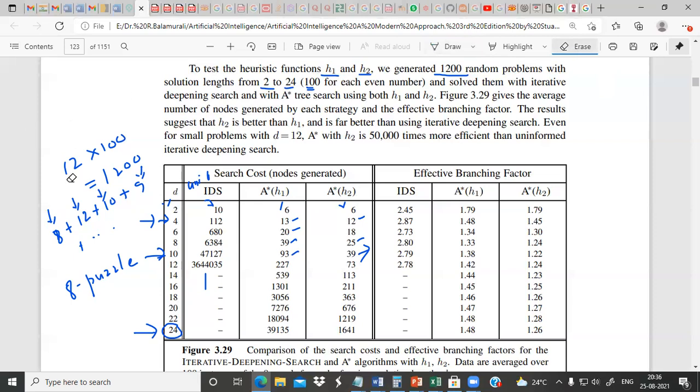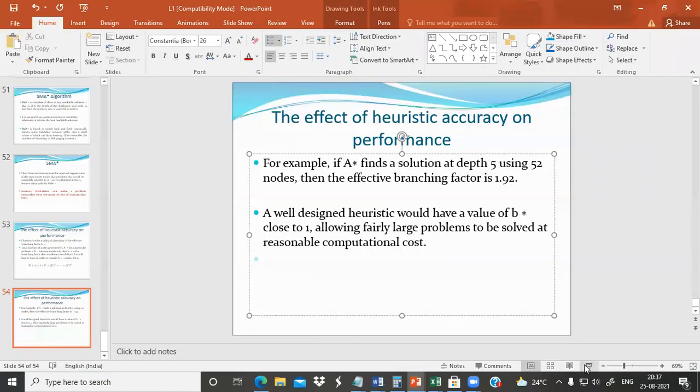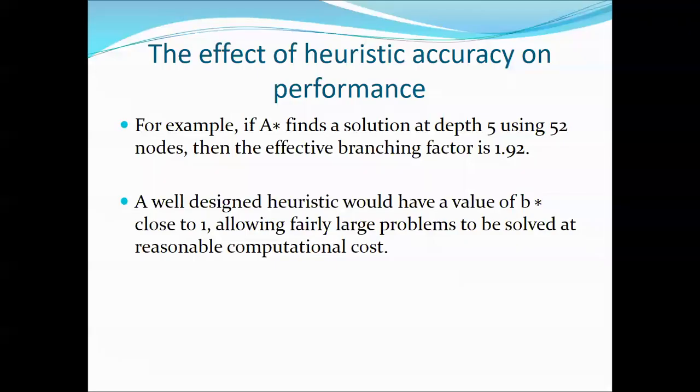So the heuristic plays a crucial role in determining the effectiveness of the algorithm. Even though both the heuristics were consistent, and as they are consistent, they are also admissible, even then one heuristic is better than the other, right? So that's the key point. And one more thing which we'll be discussing is the effect of heuristic accuracy on performance. So how good the heuristic is, to that extent the algorithm's performance will increase, right?